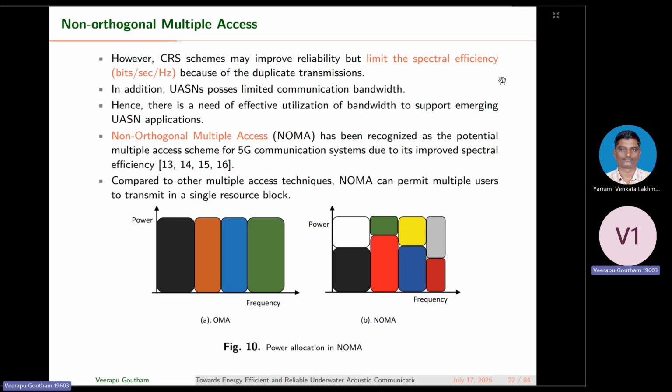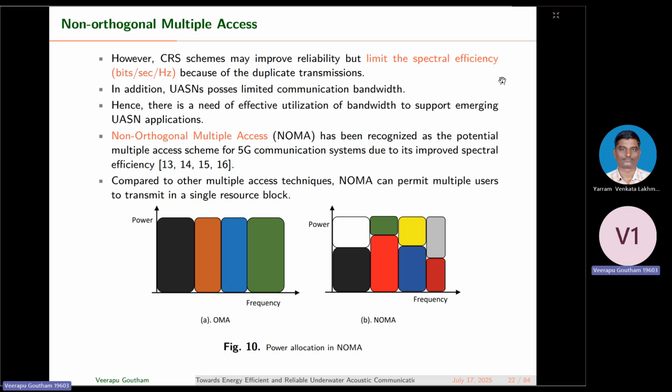One more main issue, as we already discussed, is that acoustic signals have very limited bandwidth. Due to the very limited bandwidth, we are getting very low data rates. Again, if we use the cooperative relaying scheme, the data rates reduce further. Now I want to improve the data rate. How to improve it?